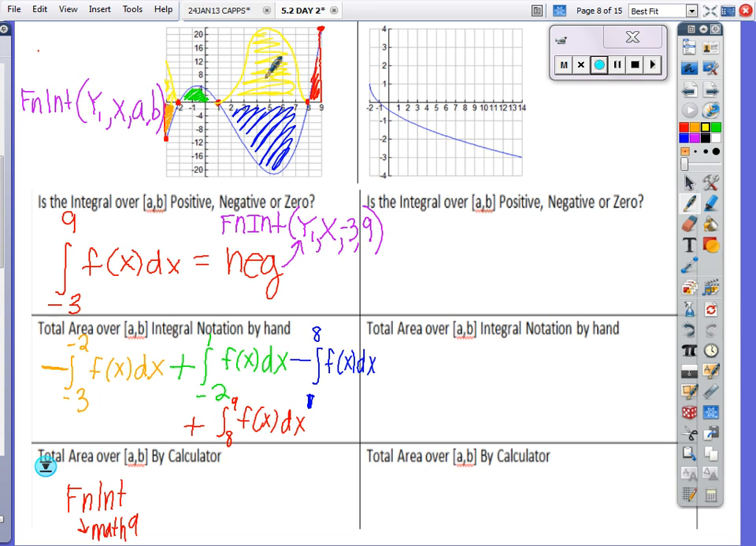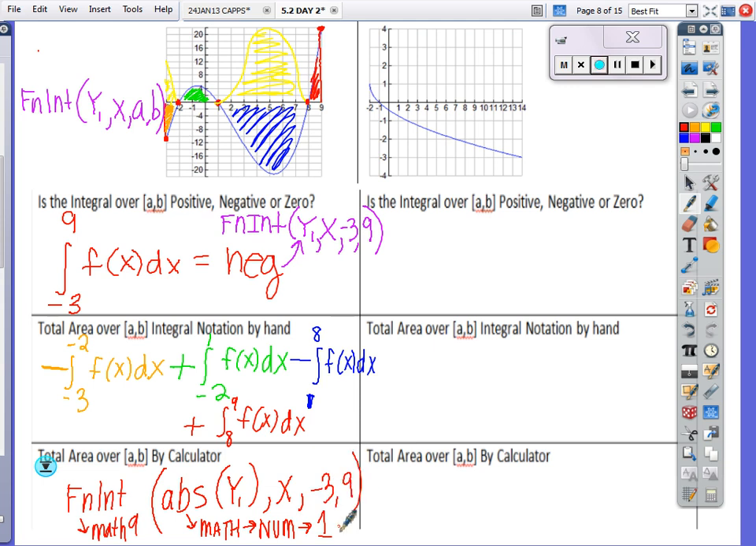Your calculator can do absolute value. You guys can't by hand. Just like derivatives, we don't do absolute value by hand. Ever, ever, ever. So we are going to fnInt parenthesis. If you have the nicer calculators, I'll show you that in a second. You're going to use the absolute value button. And I'm blanking on where that is right now. Math, move over, is it? Math, move over, number, and then 1. Okay. So absolute value, y1. Then you do the same thing, x comma, and we're going to go -3 to 9. So you just add in the absolute value.